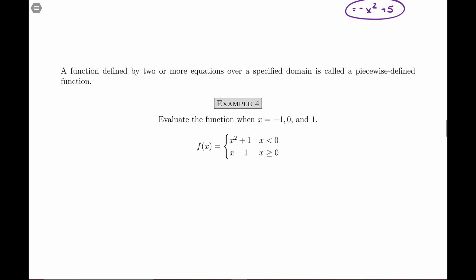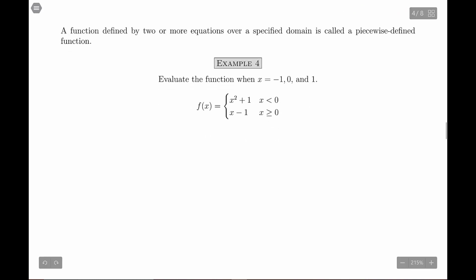Sometimes we have a piecewise defined function. So this function is defined by multiple different equations, and they have different parameters associated with those equations. So if you look at the one here on example 4, it says f of x is equal to x squared plus 1 given that x is less than 0. So x has to be strictly less than 0. When that's the case, we use the x squared plus 1.